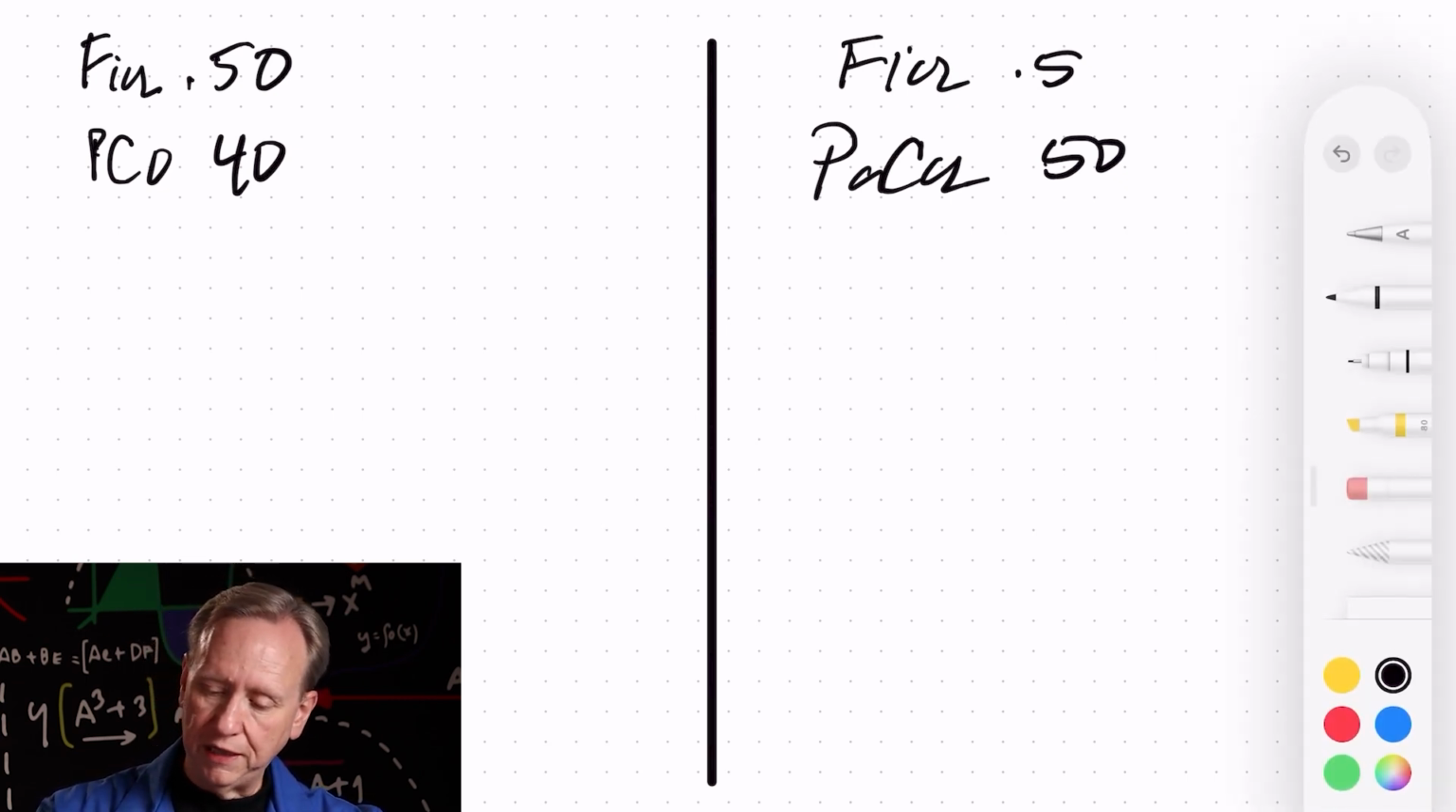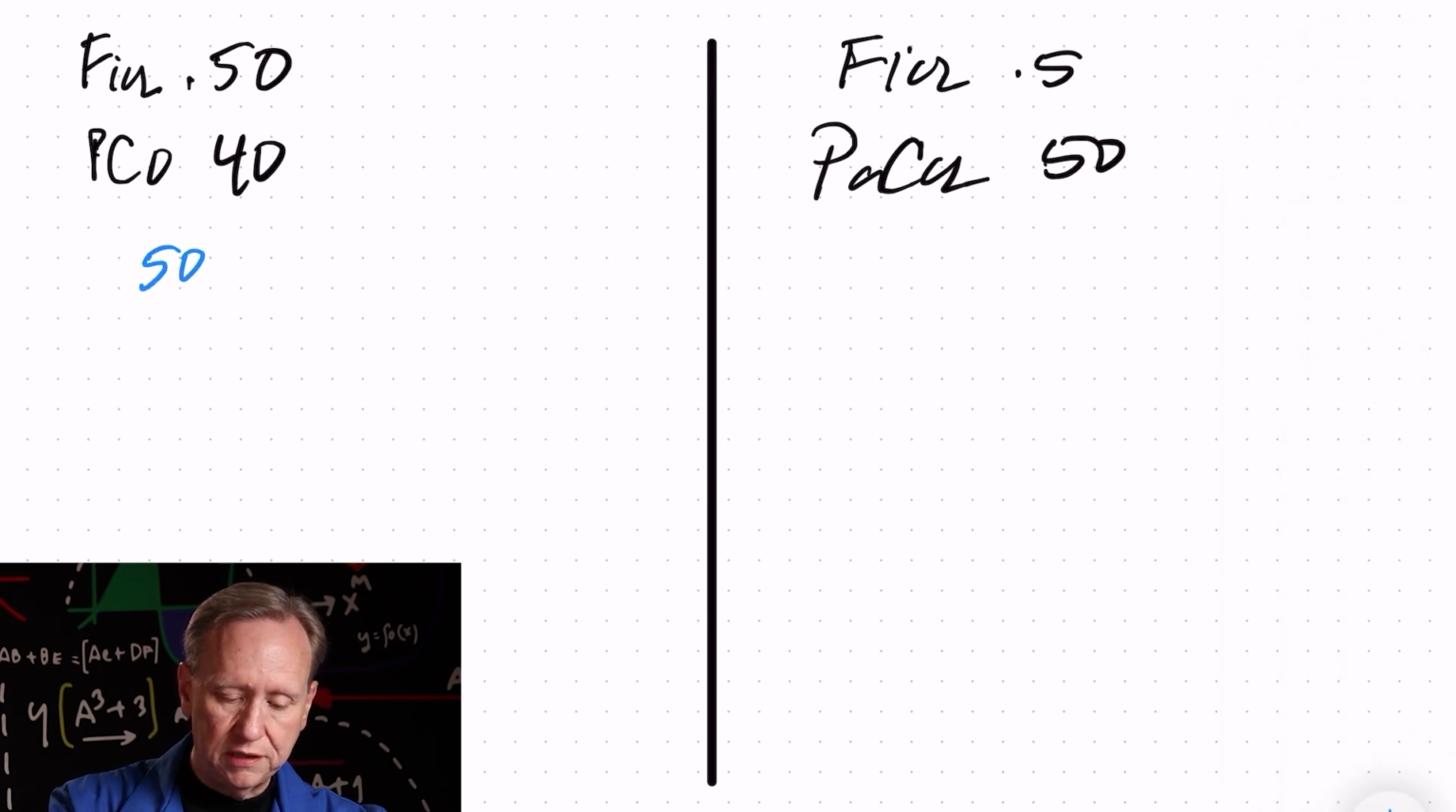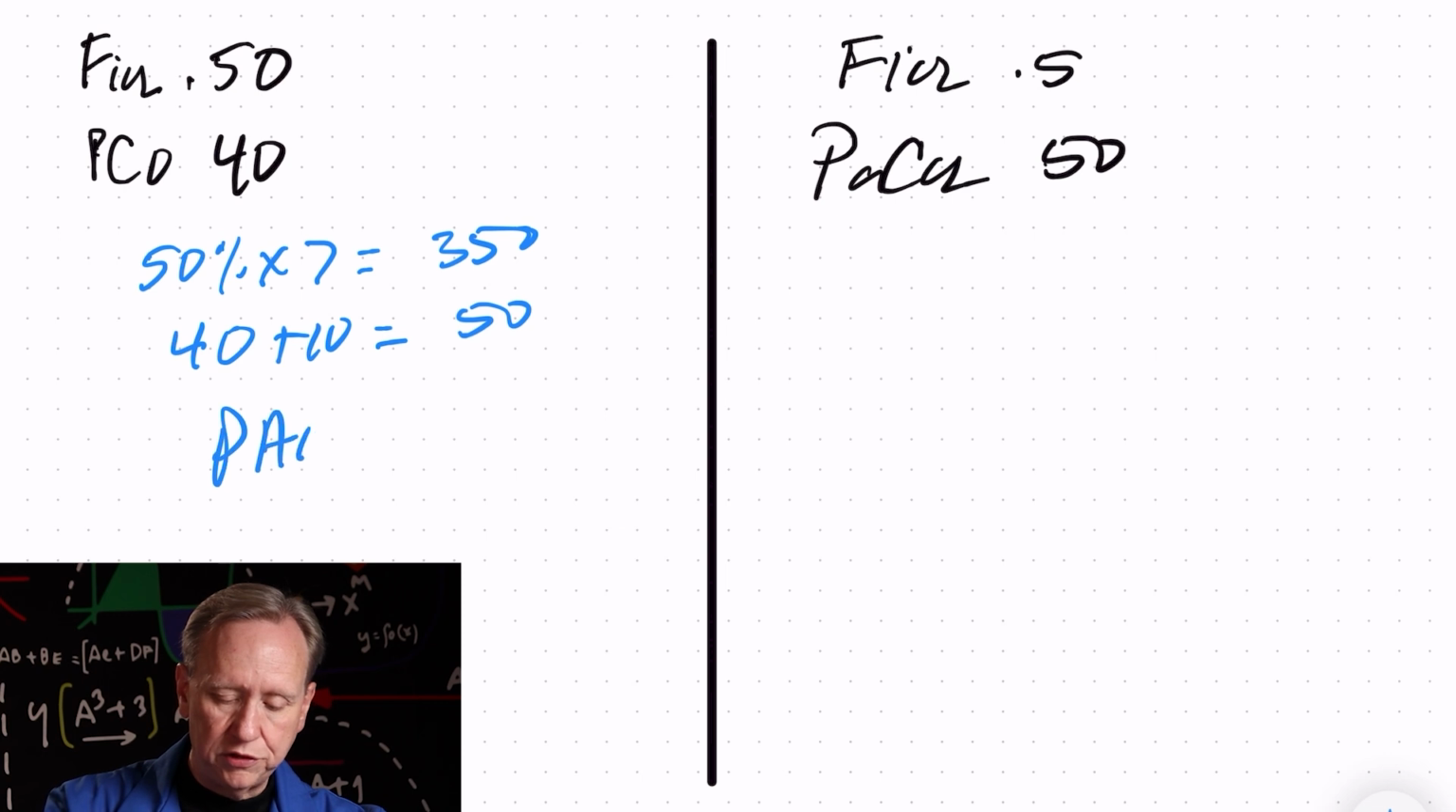All right, and so let's bring that up. First of all, we're going to go 50%, right, times 7, which is going to equal 350. And then we got to subtract the CO2, but we got to add 10 to it first. So that's going to be 50. So the PaO2 in this case is going to be 300.